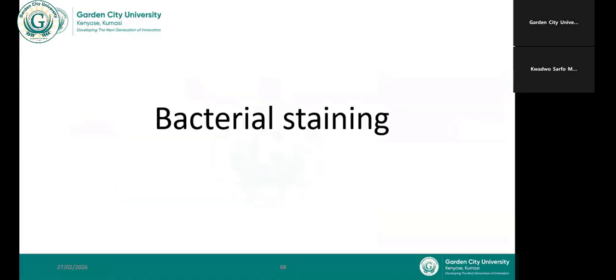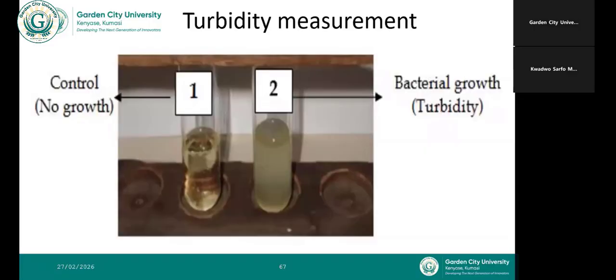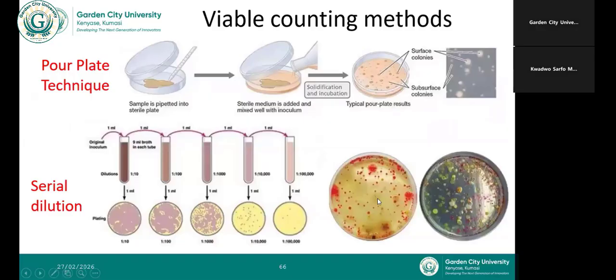So this comes to bacterial staining. After you have cultured organisms using the right media, you have been able to count some of them. But you then want to conclusively say that this is E. coli, this is Salmonella.